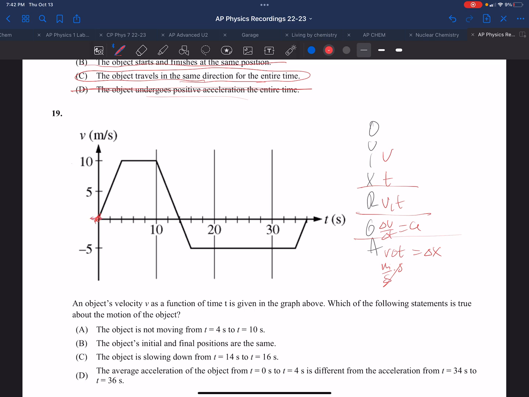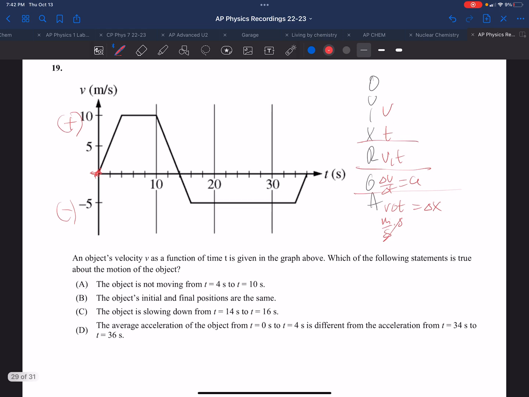All right, so here's our positive numbers. Here's our negative numbers. It's shown on the graph, which is true about the motion of the object. The object is not moving. Not moving means v equals 0 from time 4 to 10 seconds. So let's see, 2, 4, 6, 8, 10. From 4 to 10 seconds, at 4 the velocity is 8. No, that's false. The velocity is not 0.